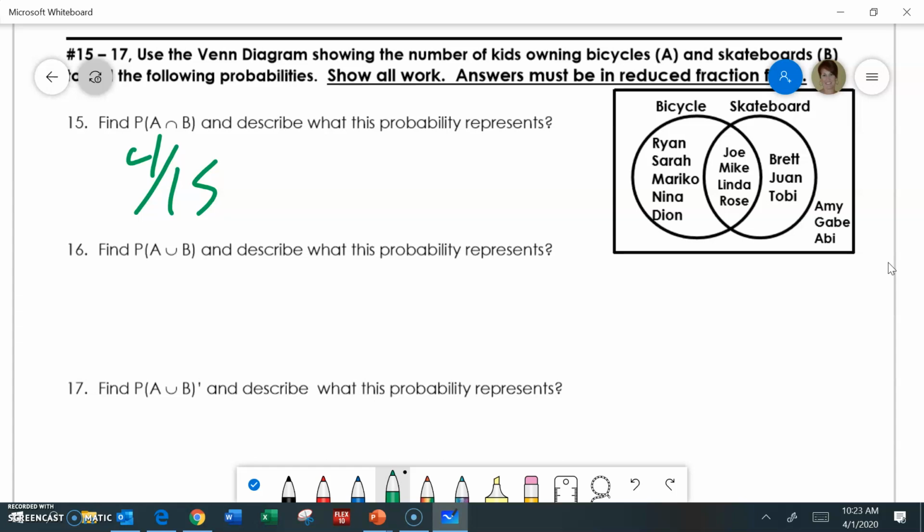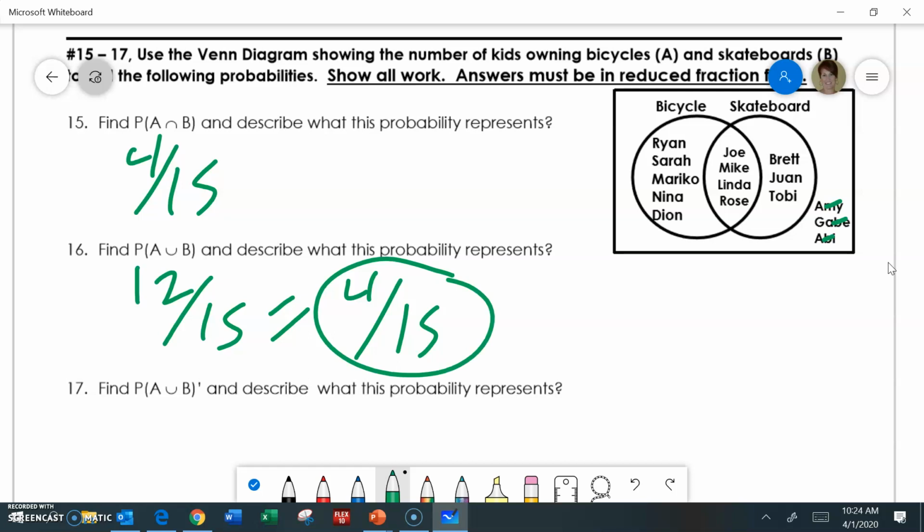So out of our 15, the only people I don't want to include are Amy, Gabe, and Abby. So that would mean that there are 12 out of 15 kids, and this reduces to 4/5. And once again, you would have written down that this is any student that owns a bicycle or a skateboard. And then for number 17, this means find the probability that they do not. So that little apostrophe after the union of A and B.